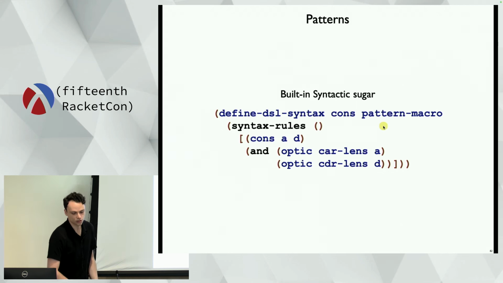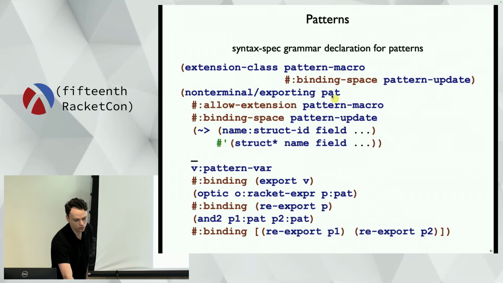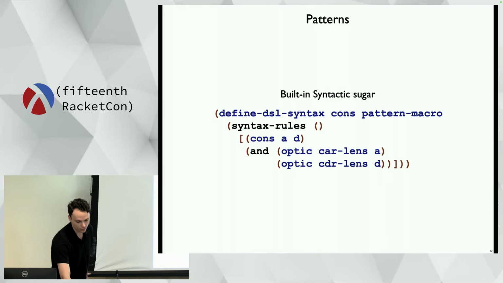Okay, and this is what cons looks like. You do define DSL syntax, which is from syntax spec. We're declaring that this pattern macro is called cons, and it is a pattern macro so that it can be used in patterns. And this is just a regular old Racket syntax rules, except it's written in terms of patterns instead of regular Racket code.